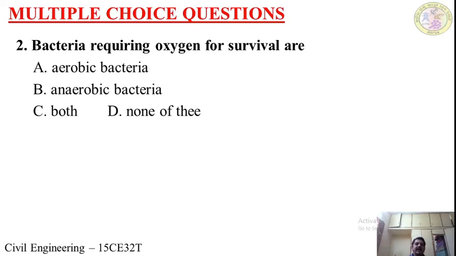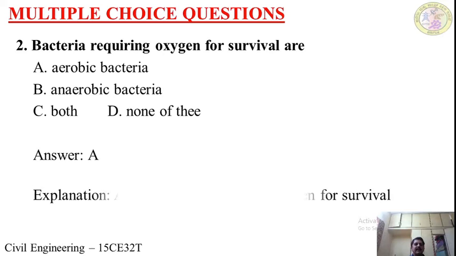Bacteria requiring oxygen for survival are called what? Bacteria which are dependent on oxygen for survival are called what? Aerobic bacteria, anaerobic bacteria, both, none of the above. The bacteria requiring oxygen for survival are called aerobic bacteria.